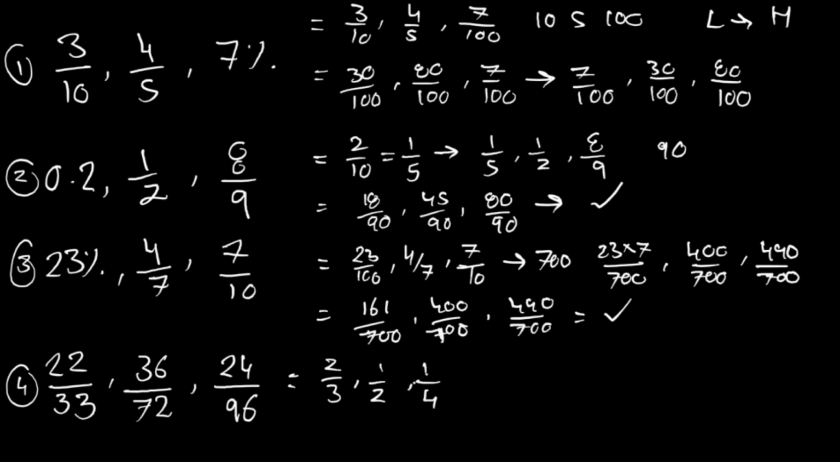Common denominator is 12. So 2 times 4 is 8. 1 over 6, 6 over 12. And then 3 over 12. Put them in order and you get your answer.